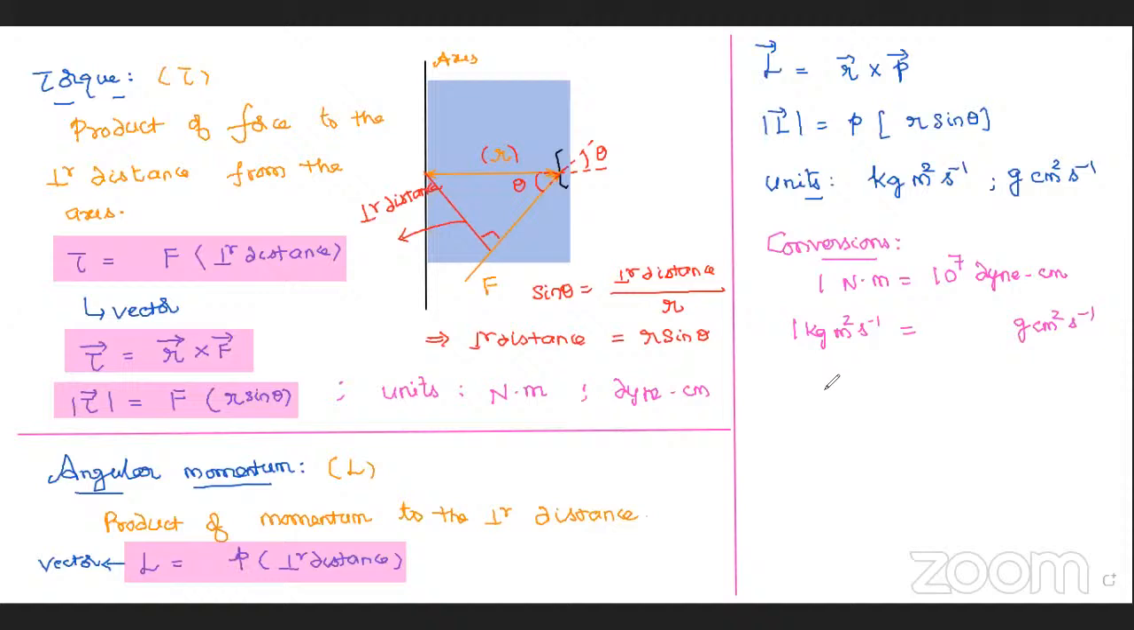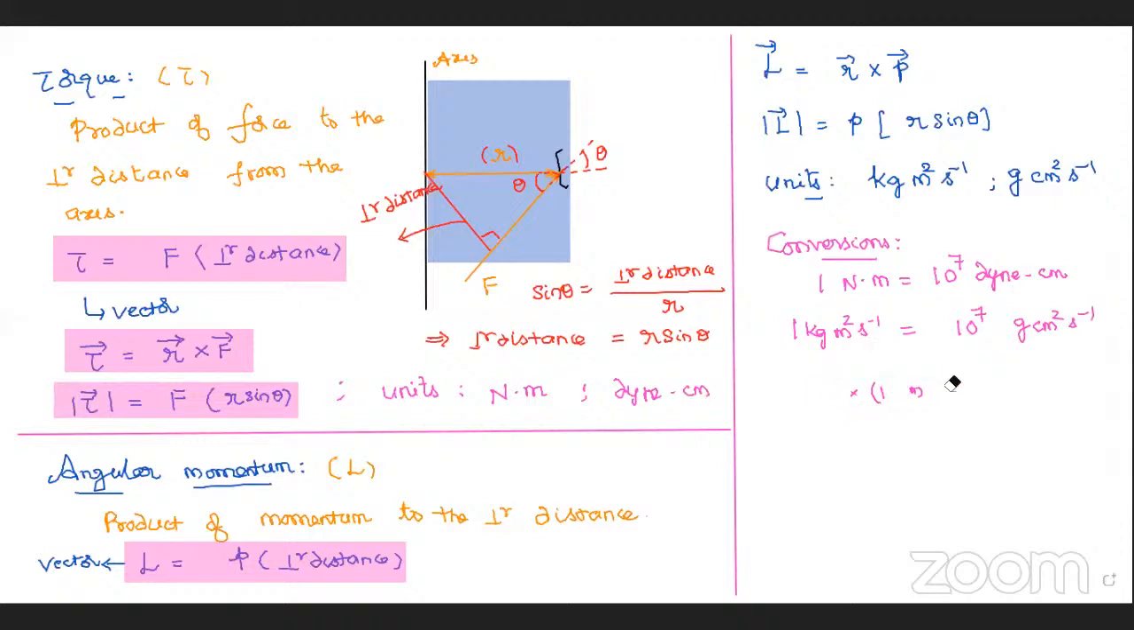Kg is 10 power 3 grams. Meter is 100 centimeters, so 10 square centimeter, whole square. Meter square. This is 10 power 3 grams. Second, there is no change here. Second and second. So 10 power 3 and 10 power 4, all together you are getting 10 power 7. Same thing you are getting there.